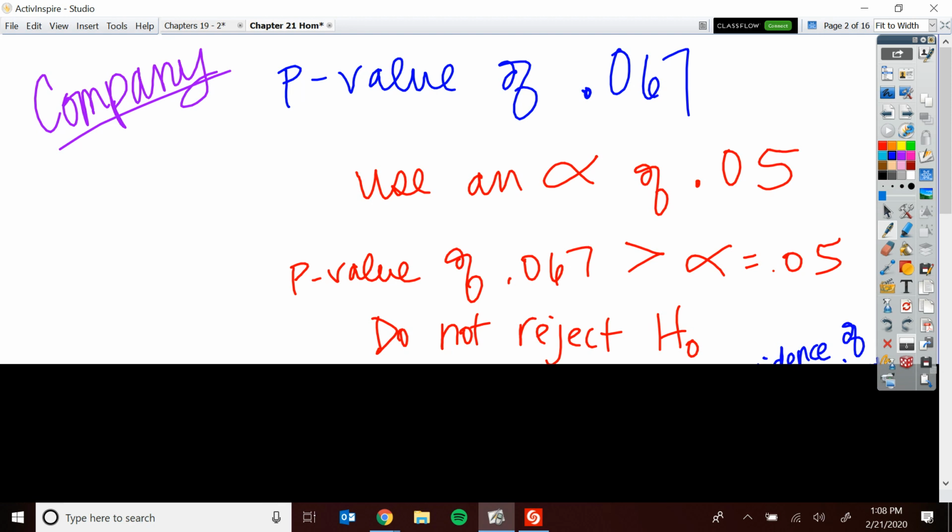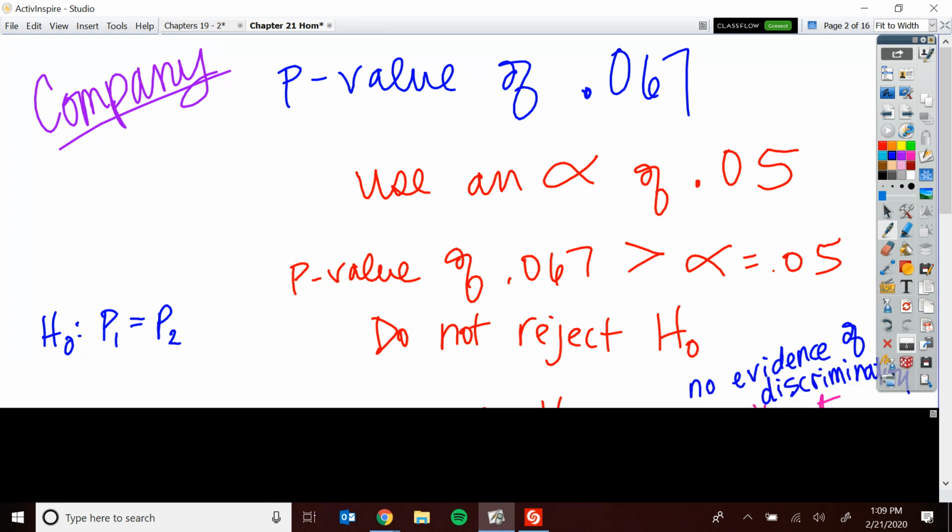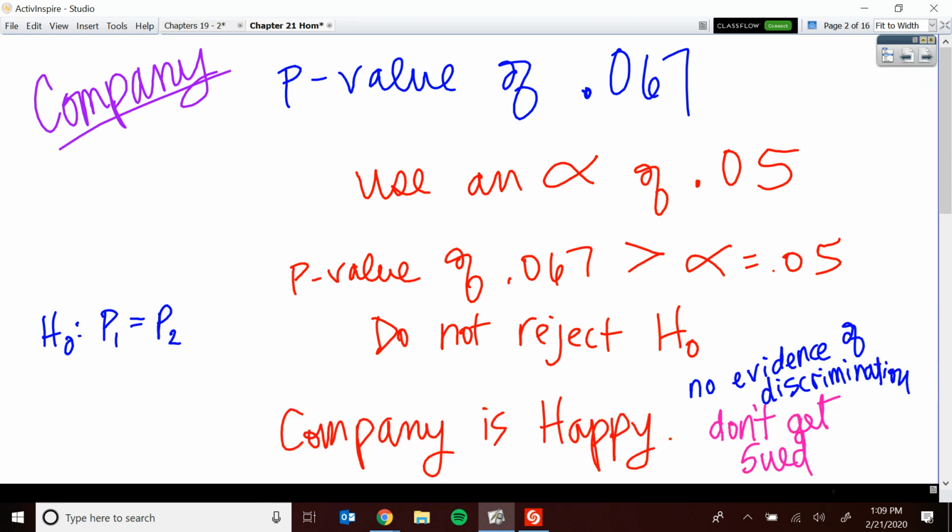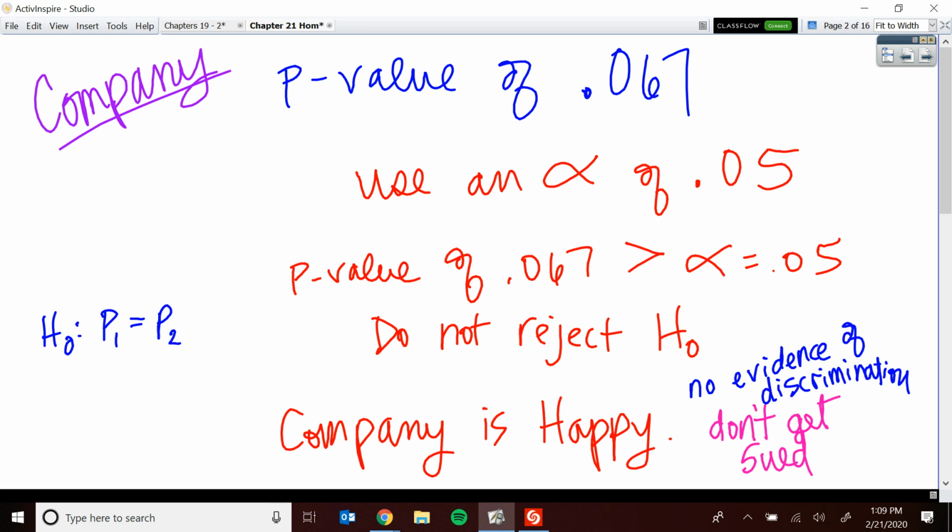Let's think about what the null hypothesis said. The null hypothesis said no discrimination. So at the p-value of 0.067, we had no evidence of discrimination. And so then the company's happy. They do not get sued. All's good with the world according to the company.